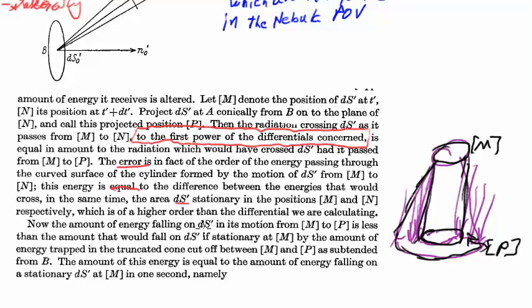But ds prime does not move from m to p. It moves from m to n, and it's not the amount of energy trapped in the truncated cone, it's the amount of energy trapped in the outside of this cone, not including the cylinder. But otherwise, I think he's on the right track. It occurs to me that this might be a typo, because ds prime doesn't really move from m to p. That was just an imagining.